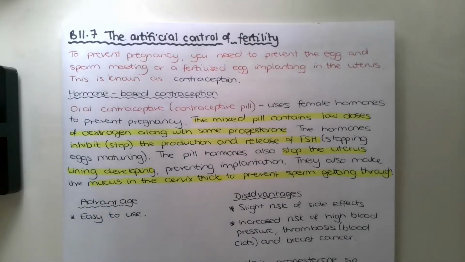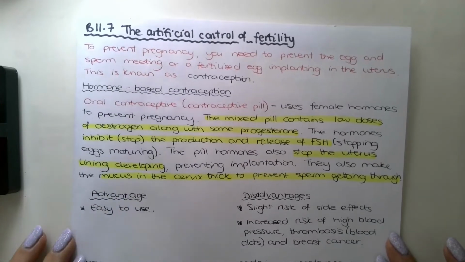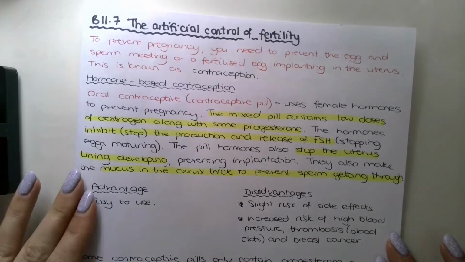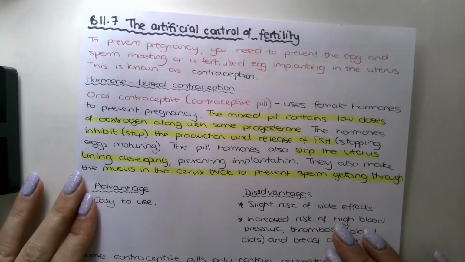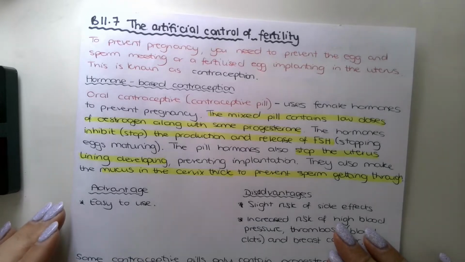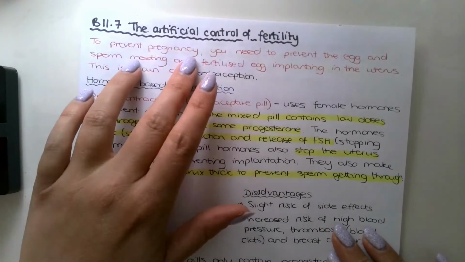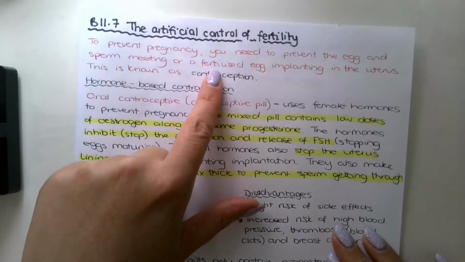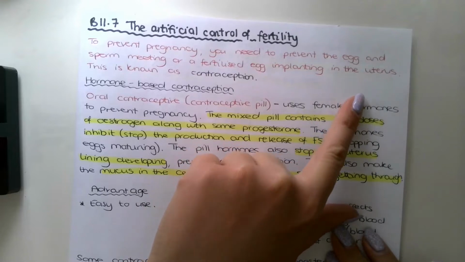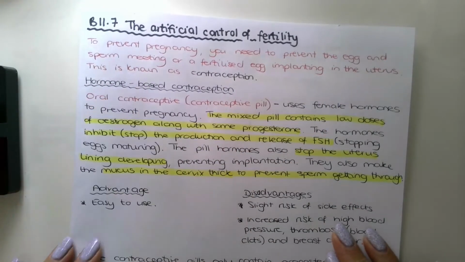Okay, B11.7, the artificial control of fertility. This is following on from my other topics talking about fertility that we've been through already. To prevent pregnancy, you need to prevent the egg and the sperm meeting or a fertilised egg implanting in the uterus. Pregnancy happens when the sperm and egg meet together and form the embryo, and the fertilised egg is implanted into the uterus. If this doesn't happen, pregnancy doesn't happen. So this is known as contraception.